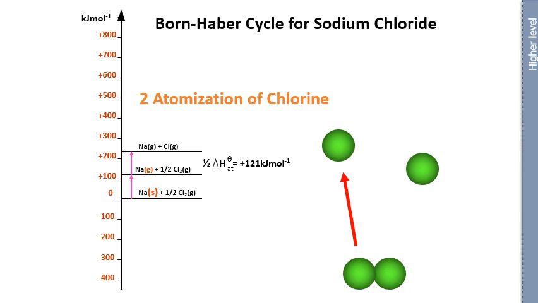Then we wish to atomize the chlorine, just as we've done with the solid, and that requires 121 kilojoules per mole. So we've gone from sodium solid to sodium gas, and now from diatomic chlorine to chlorine atoms in the gaseous phase, and that's now up to about 220 kilojoules per mole.